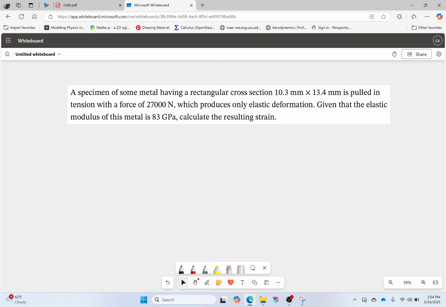So in this one we have a specimen of some metal having a rectangular cross section. Okay, it's a rectangle. I like that. And it's got dimensions of 10.3 times 13.4. Totally should have made this more of a square, but we'll just roll with that for now. It's pulled in tension with a force of 27,000 newtons.